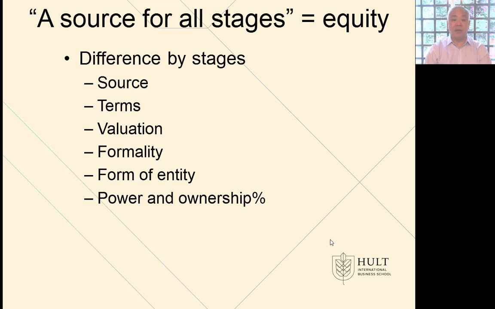Form of entity, it could be individuals investing or partnerships or corporations, and these are open to you based on the nature of your entity. And power and ownership. This is the dreaded dilution for the founder. Founder starts with 100% and over successive rounds of financing gets less and less ownership, and at some point may become a less than majority or even a very small minority owner in his or her own company. This is the reality of getting outside capital.